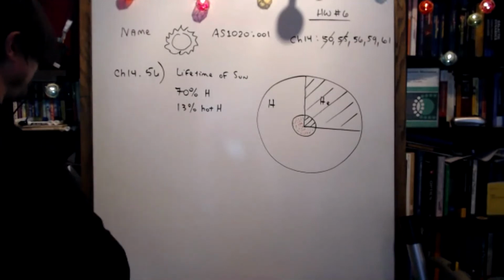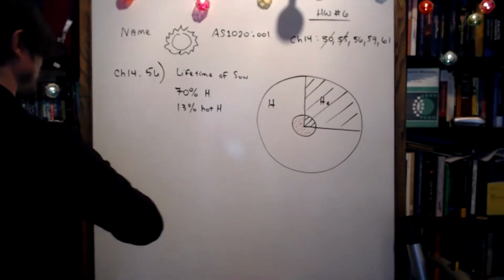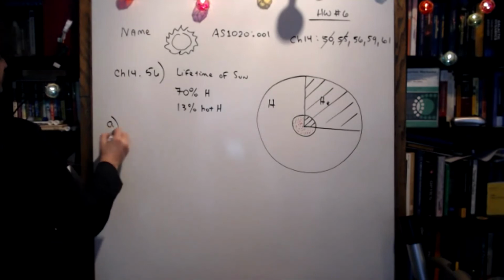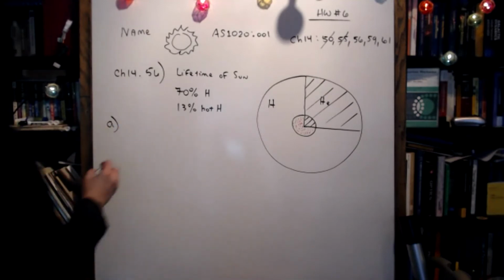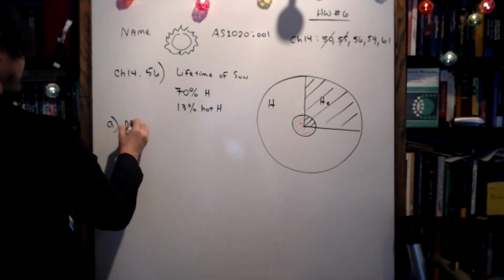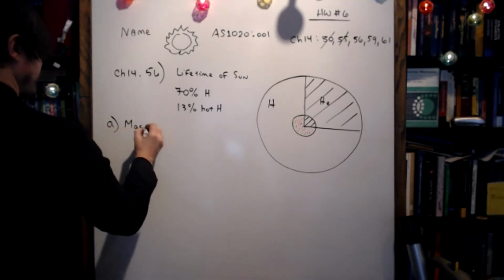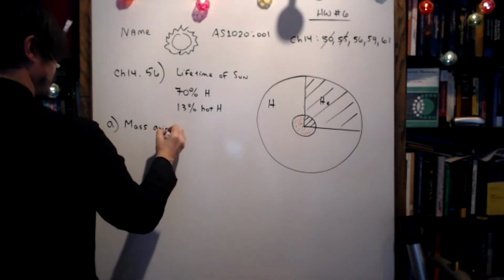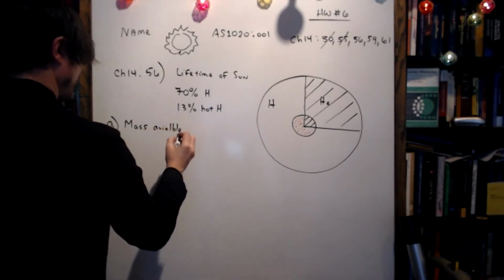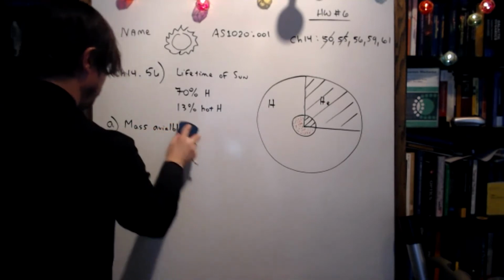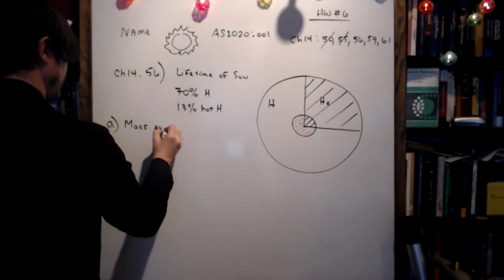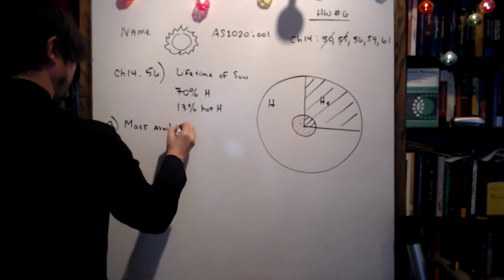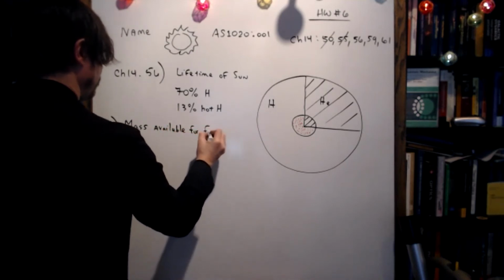All right, going back to it. Question A, use the data and the sun's mass to calculate the total mass of hydrogen available for fusion over the lifetime of the sun. Available for fusion.